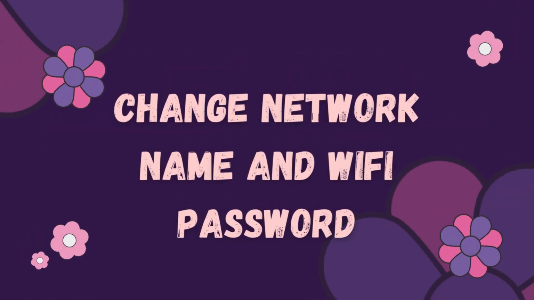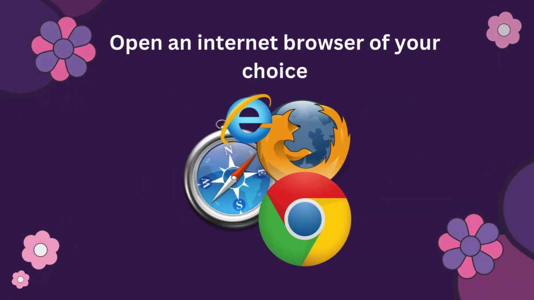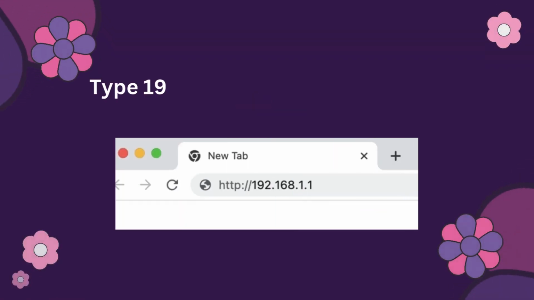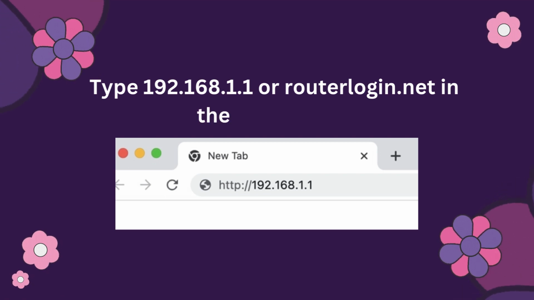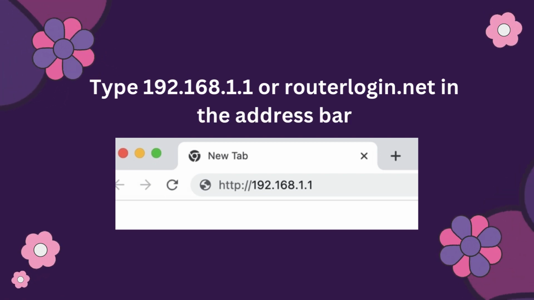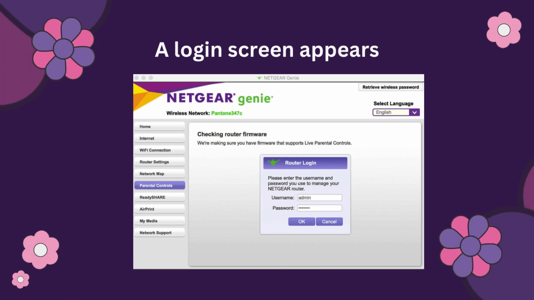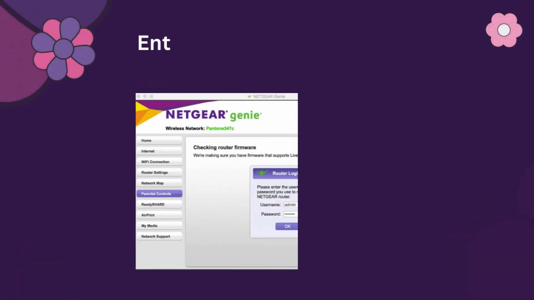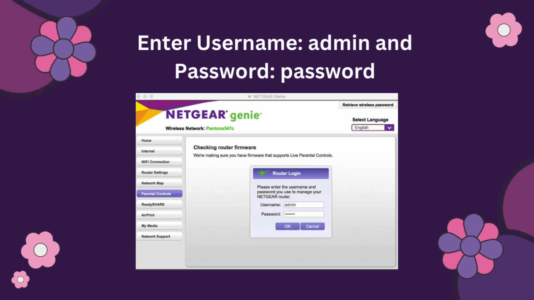Change network name and Wi-Fi password. Open an internet browser of your choice. Type 192.168.1.1 or routerlogin.net in the address bar. A login screen appears. Enter username, admin and password, and click OK.